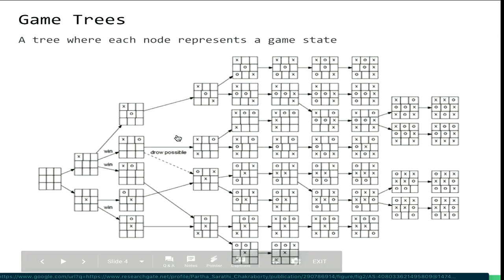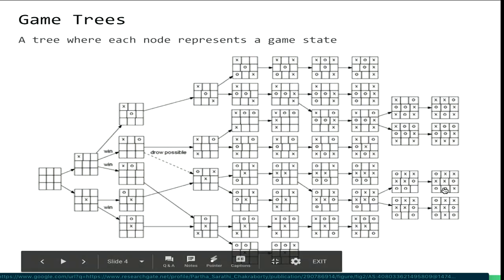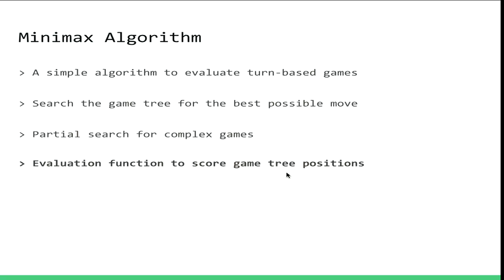Then you go all the way to the end, where you end up with ending game states, where one player wins: either a win, a loss, or a draw. This is a bit hard, but let's just condense that down. I'll be showing you guys how it's actually evaluated. It's using an algorithm called Minimax. It's a simple algorithm to evaluate turn-based games, or it could be applied elsewhere, I think.